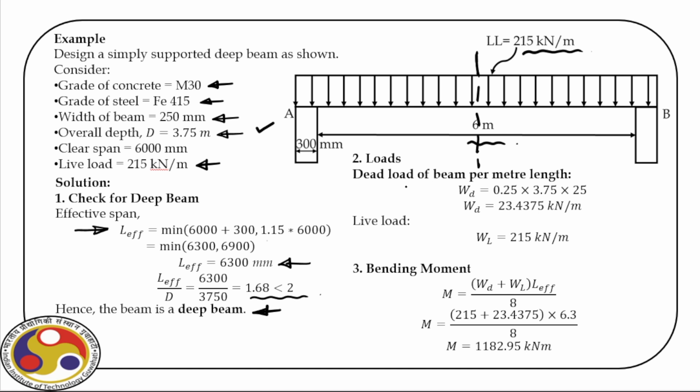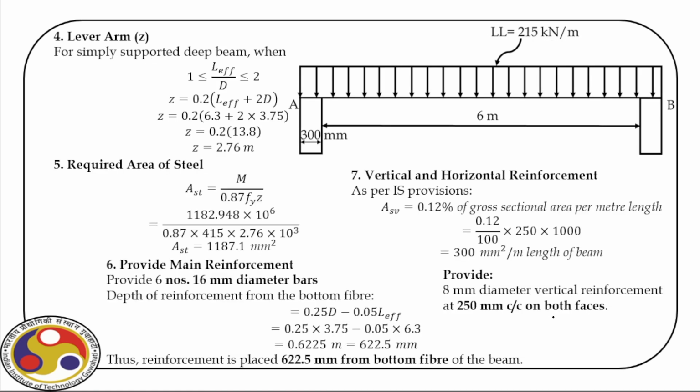Let us calculate total load. For that we have dead load. And for dead load, we have 25 kilonewton per meter cube as the density of the reinforced concrete. So we can find out the dead load, which is 23.44 kilonewton per meter. And we have live load, which is given 215 kilonewton per meter. So we know the total load acting. So the bending moment we can find out using these loads, and the bending moment is 1182.95 kilonewton meter.